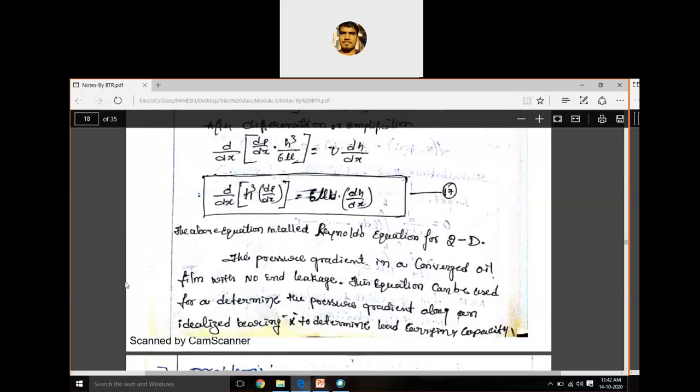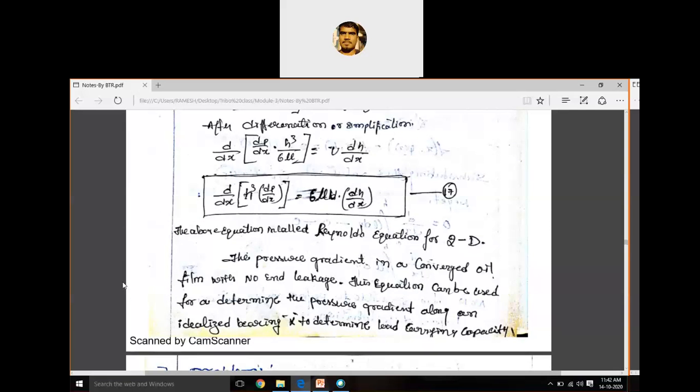So this equation may be asked for a whole 20 marks in your examination. It's a most probable question.